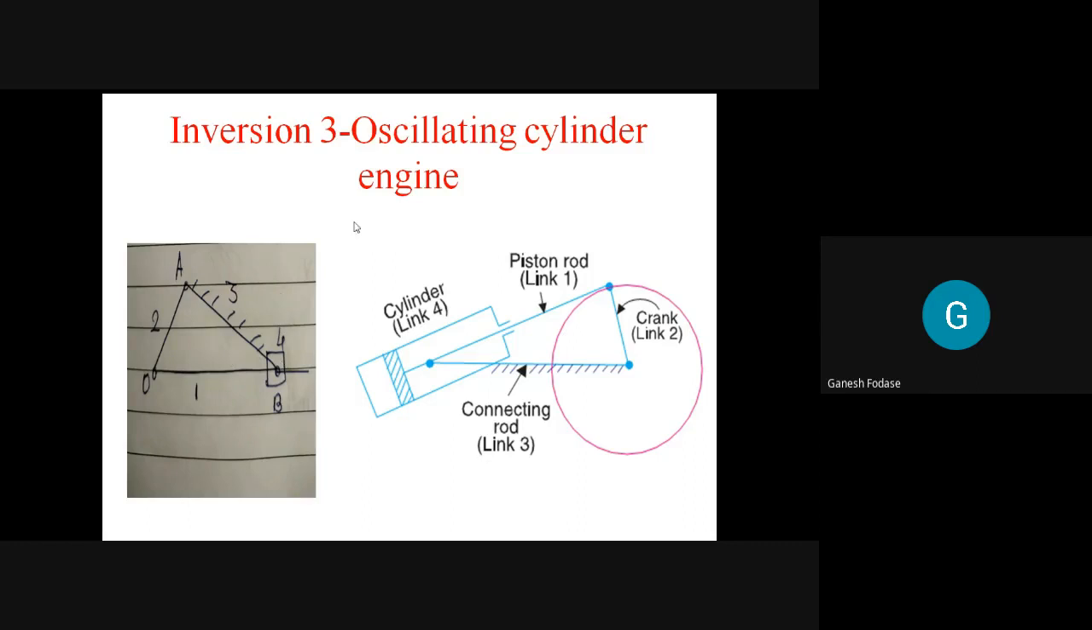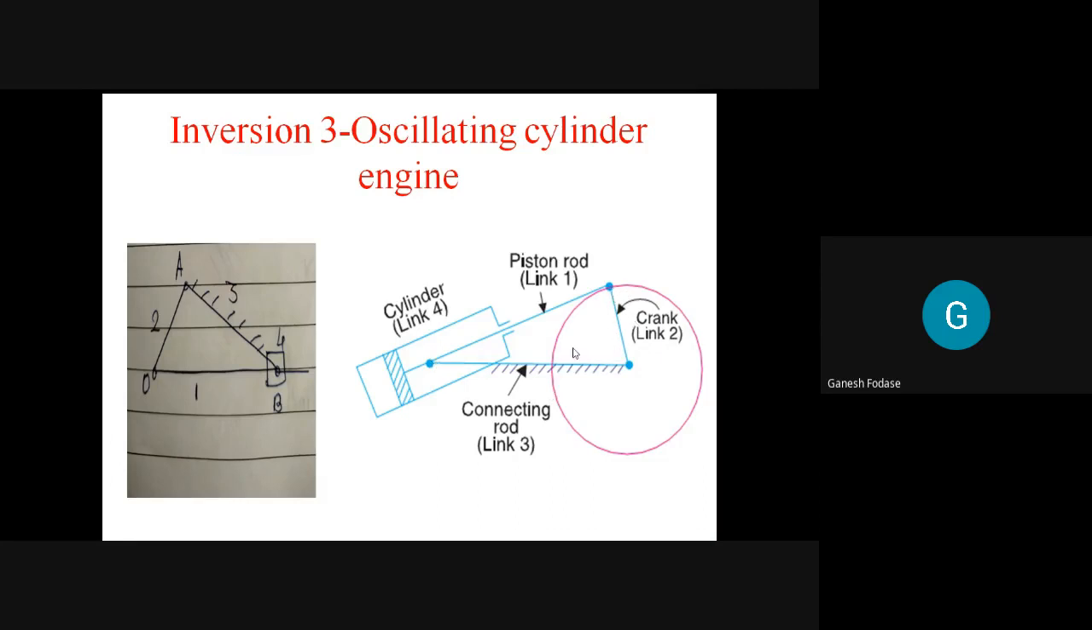One example of the third inversion is the oscillating cylinder engine. This diagram you can see. Now see, the same diagram is there, just rotated through some angle, let's say 180 degrees, or you can say a replica of this. So in this case, this is the crank. This link number 3 is fixed.